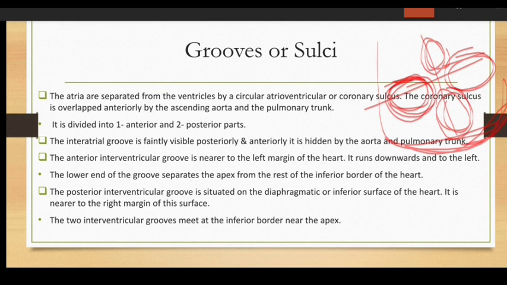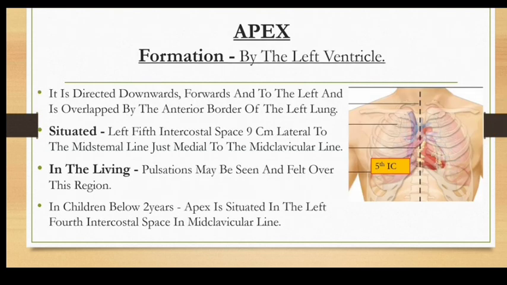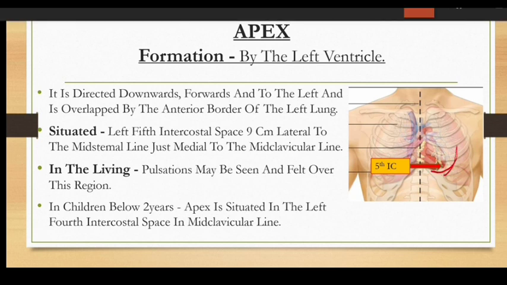The apex is formed by the left ventricle of the heart, and this portion is known as the apex, right? The apex is situated in the left fifth intercostal space, 9 centimeters lateral to the midline. This is the midline. In children below 2 years, the apex is situated just above the fifth intercostal space. This portion is known as the apex, right?